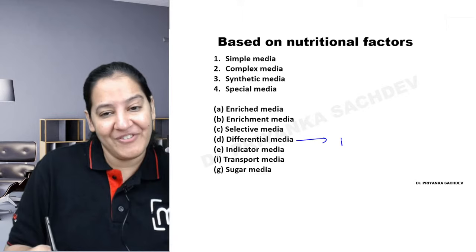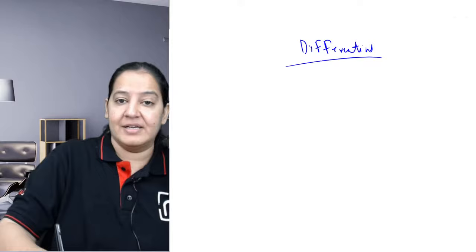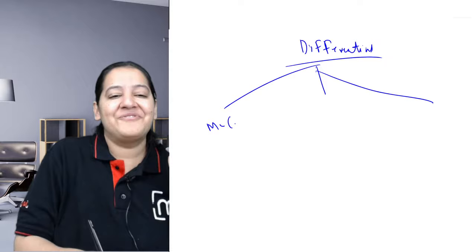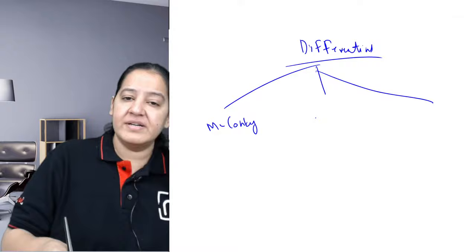So the first example is MacConkey. Okay, let me take another page. Differential media give different color to different bacteria. There are three examples. You have to learn the examples with bacteria, with diagram. The first is the MacConkey media. Second is XLD. And third is TCBS. You know the full forms, I guess.